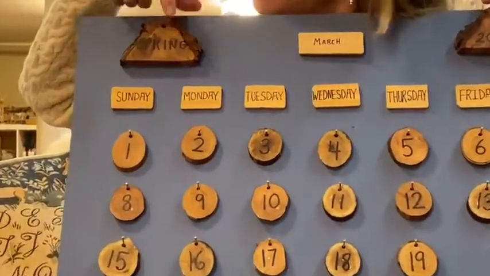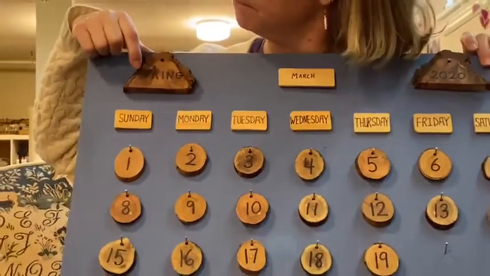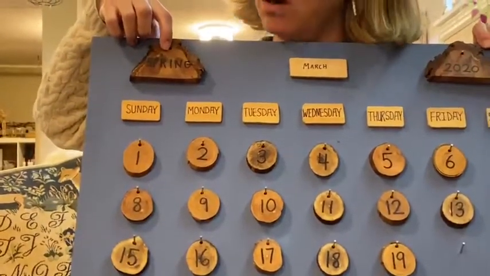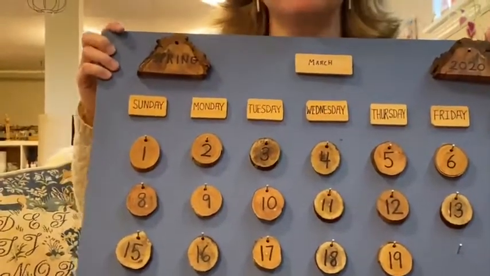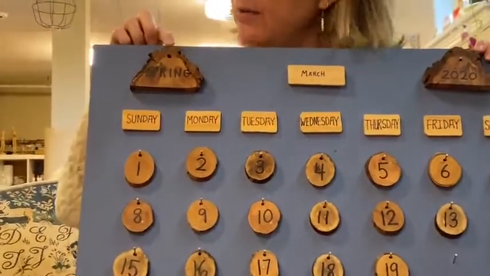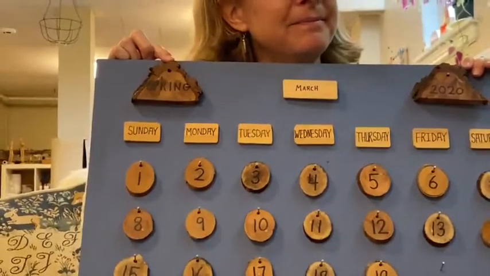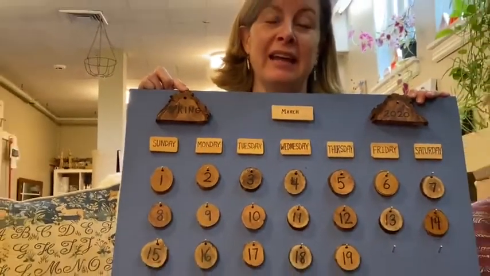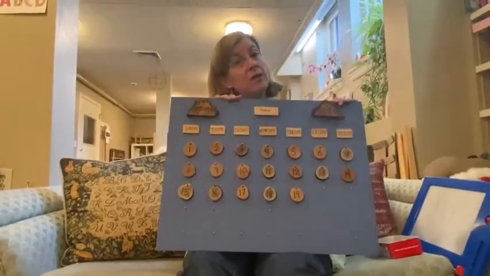Wait a minute. This is a new word. This word wasn't here last week. I'm not sure if you can see it, but it says S-P-R-I-N-G. It used to start with a W. It used to be winter, but now it says something else. Do you know what this word says? It's the new season. It says spring, because today is the first day of spring. All right, well, that does it for our calendar. Now we're going to move on to the green rice.